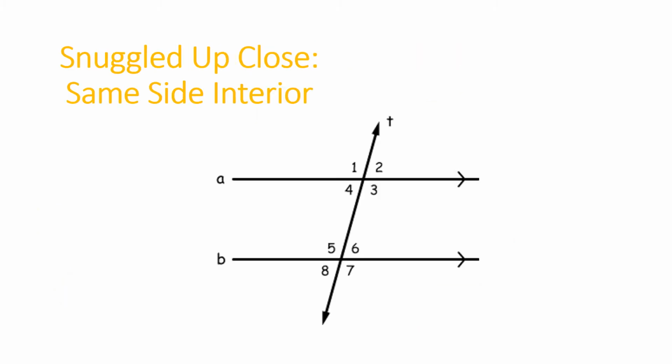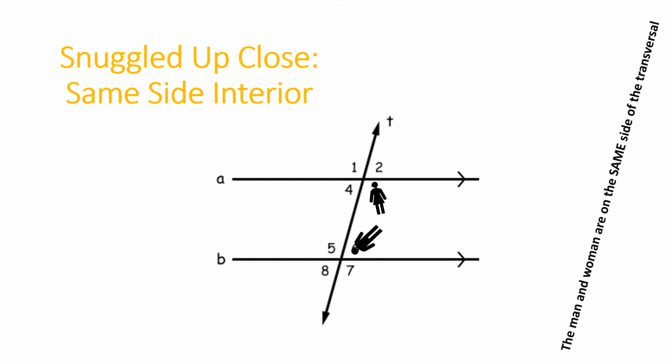All right, I like this one a lot. And only after I came up with this memorization strategy, or association. So like they're snuggled, same side of the transversal, inside. So here's a lovely lady. Here's a manic man. Flipped upside down man. They are both on the same side of the transversal, so they're on the right side.